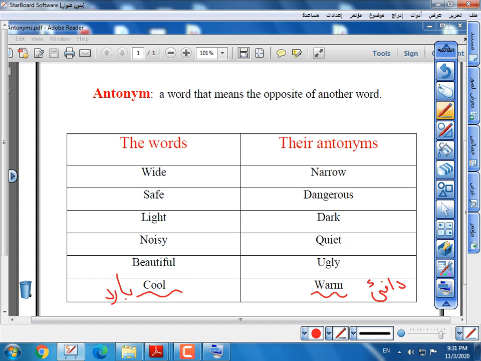It's all about the antonym. We said that the antonym means a word that means the opposite of another word. يعني كلمة وعكسها هي عكس كلمة أخرى. فإحنا بنجيب كلمات عكس بعض, هذا هو الانتونيم. Okay, a word that means the opposite of another word, عكس كلمة أخرى. This is what is called antonym. Let's now answer some questions about this point.